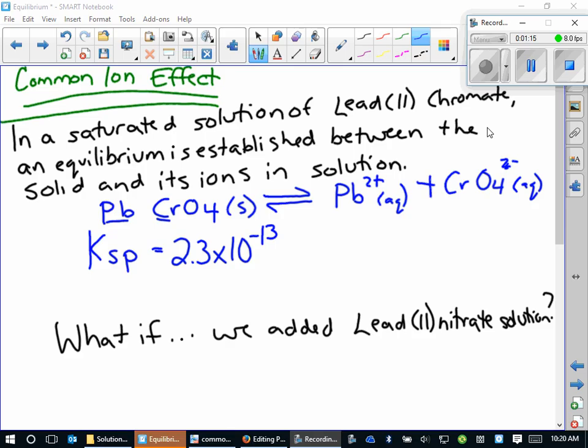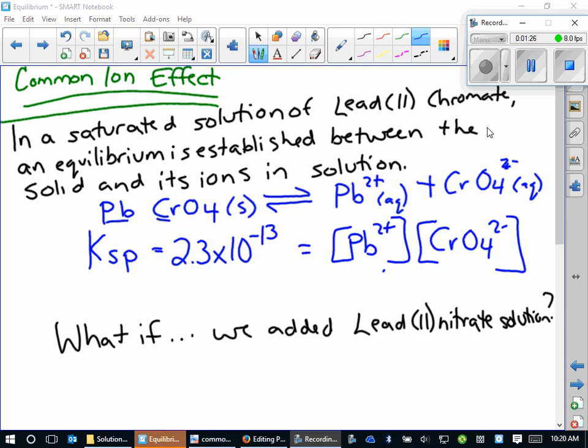And this is going to equal the concentration of lead ions times the concentration of CrO4 ions. That's just the equilibrium constant. We put the 2 concentrations multiplied together, and that gives us 2.3 times 10 to the negative 13.